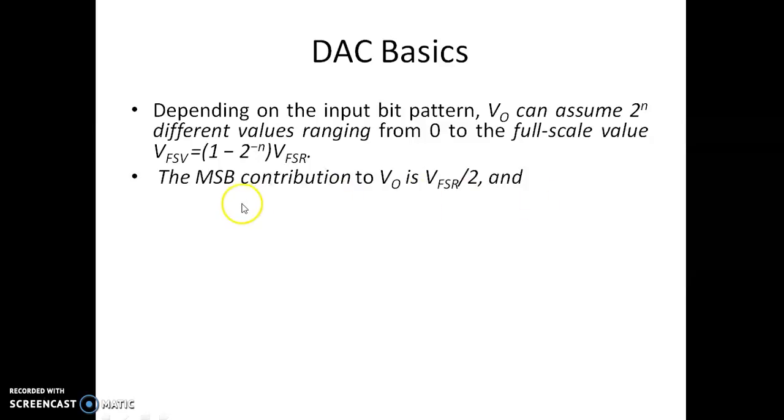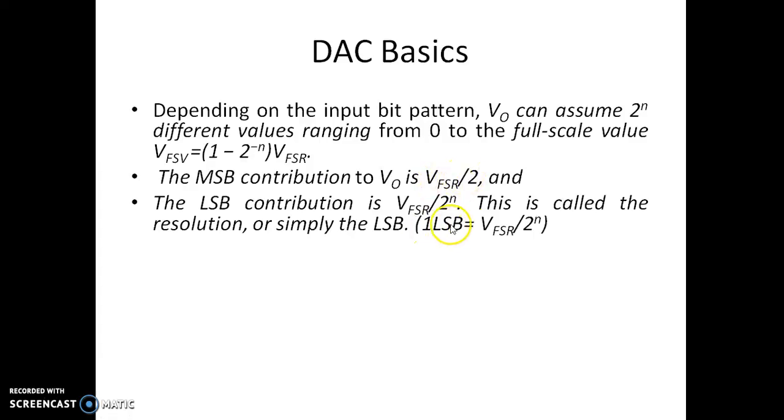So that's what is written here. We have the MSB contribution as VFSR divided by 2 and the LSB contribution as VFSR divided by 2 power n. Whatever the number of bits, the MSB will always contribute half of the full scale range voltage to the output voltage, whereas the LSB contribution keeps reducing as the value of n increases. That's why we say the resolution of the DAC will be a very small voltage if the number of bits is more.